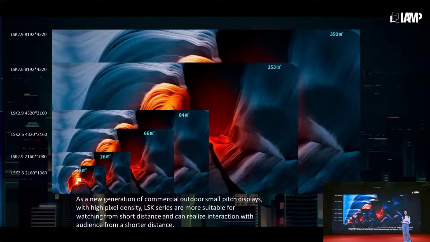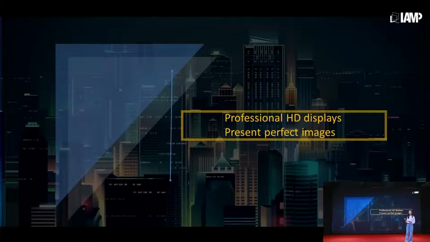As I mentioned previously, our products cover pitch 2.6, 2.9, and 3.9. It shows the resolution combined with different pitches and different sizes of cabinets. It can achieve different resolutions. Whether you need HD resolution, it's easy to combine with such products. Professional HD displays will present a perfect image.